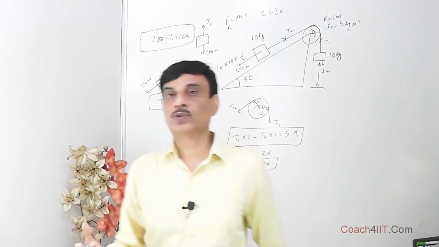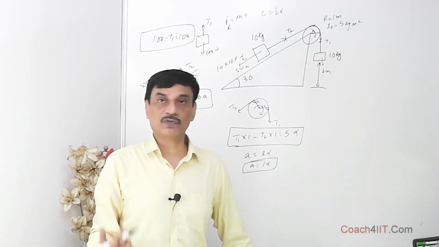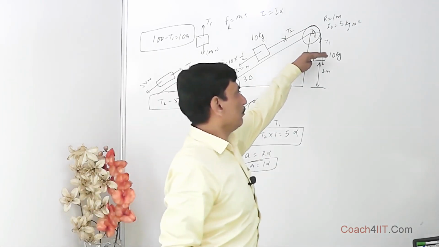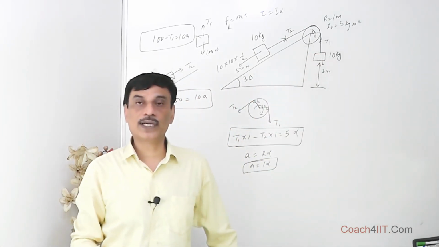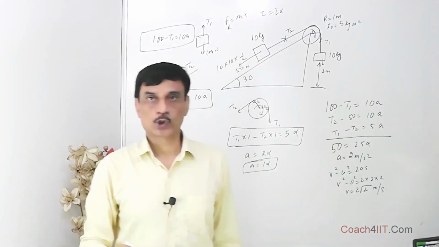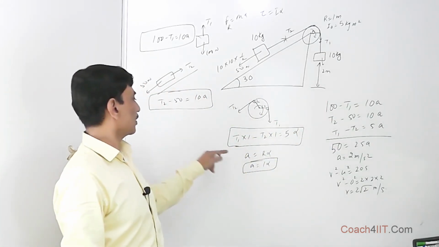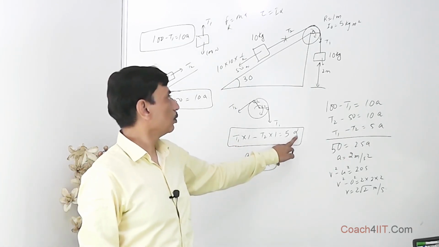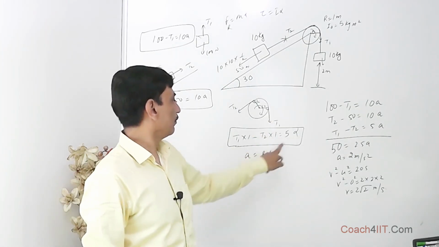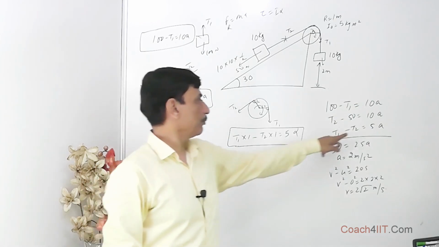Obviously, we know how to solve these equations. From there, we can get the value of A. Once we get the value of A, we can use V square minus U square is equal to 2AS and we can get the answer. So as we had done earlier, we can just write the equations. In this equation, T1 minus T2 is equal to 5 into alpha, and we can use A is equal to R alpha, A is equal to 1 into alpha, and we can get this equation.